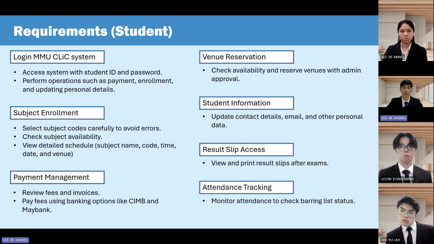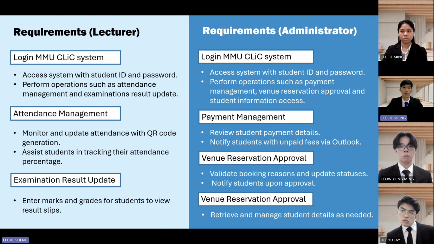Additionally, students can update their personal details and access the result slip after exams for easy review and printing. The requirement of the lecturer: they use the Credit system to monitor and manage student attendance by generating a QR code for efficient tracking. They can update attendance records, notify students of their status, and manage the barring list. The system also allows lecturers to input student marks and grades directly, making examination results easily accessible to students.